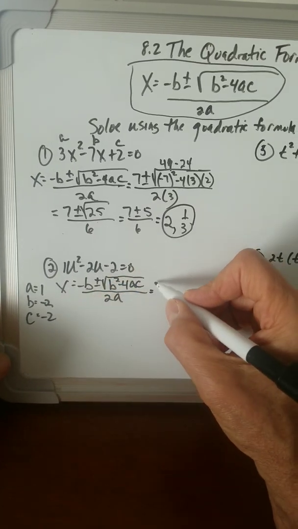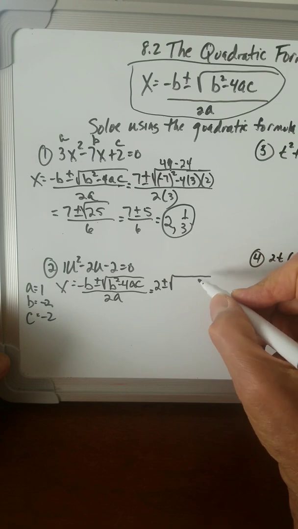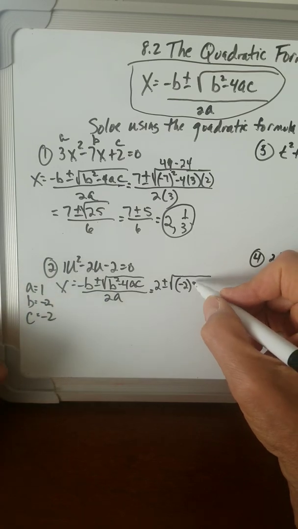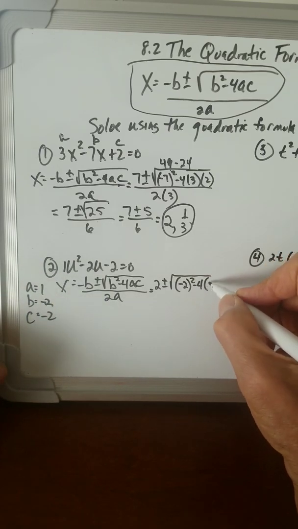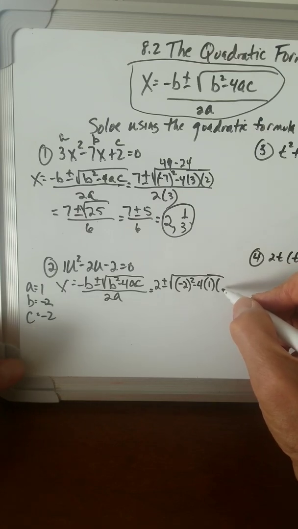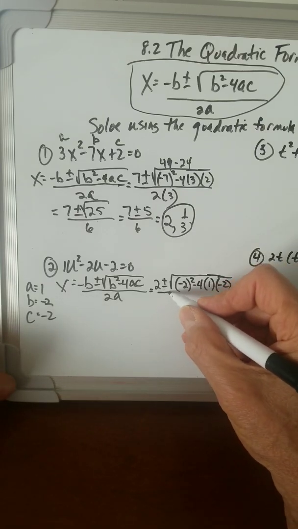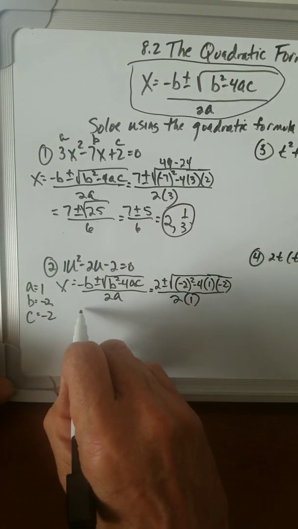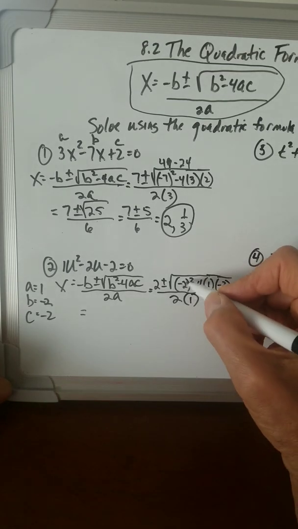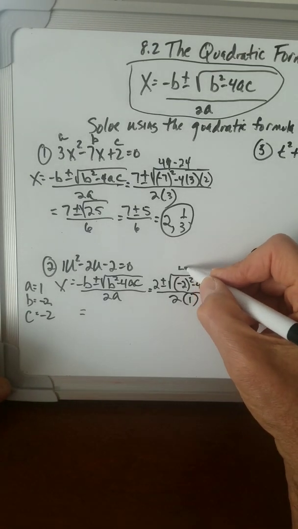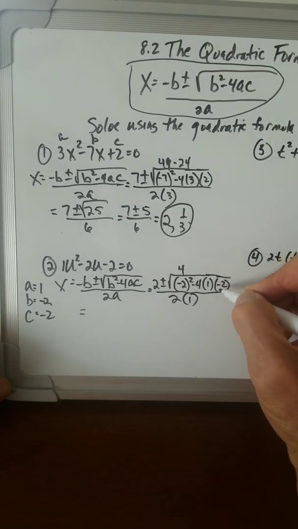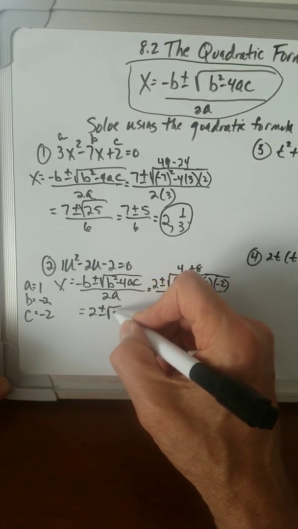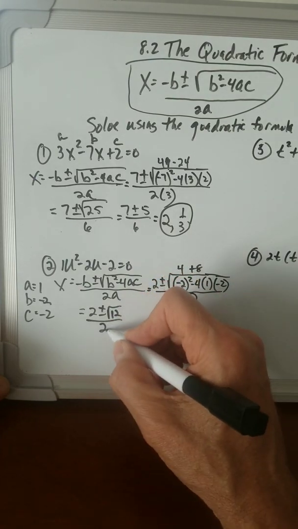Opposite of B is 2 plus or minus the square root. B squared, keep it in parentheses, negative 2 squared, minus 4 times A times C, which is negative 2, over 2 times A, which is 2 times 1. So we get equals. So negative 2 squared, make sure that's in parentheses. That should be 4. Negative 4 times 1 is negative 4, times negative 2 is positive 8. So we get 2 plus or minus the square root of 12 over 2.